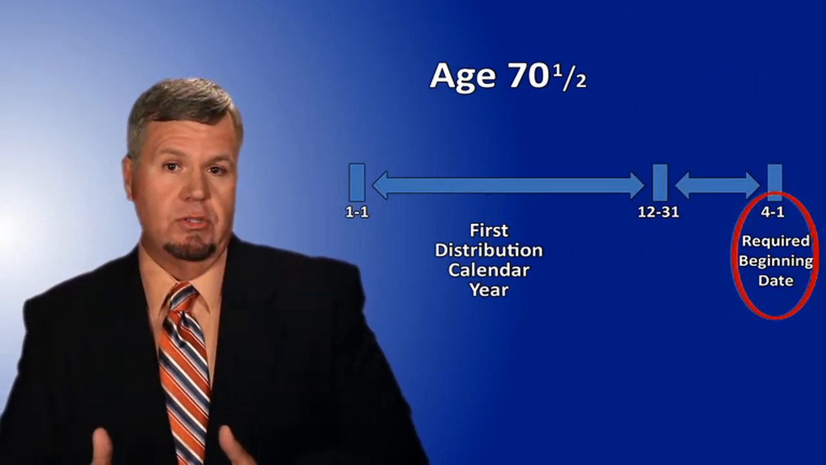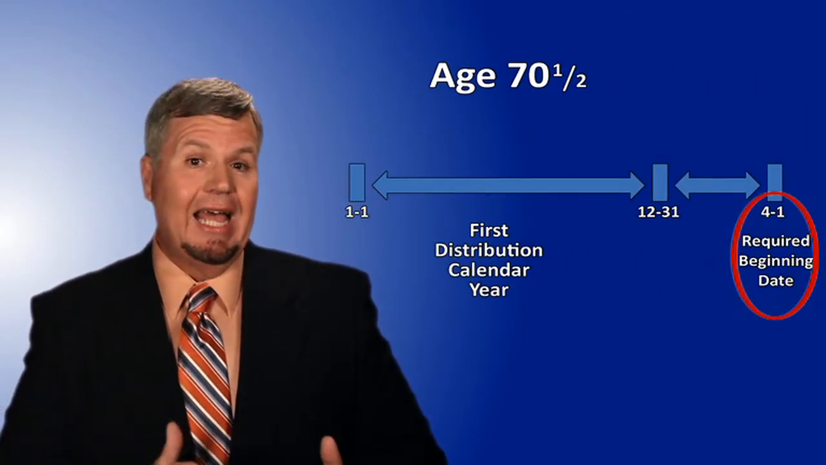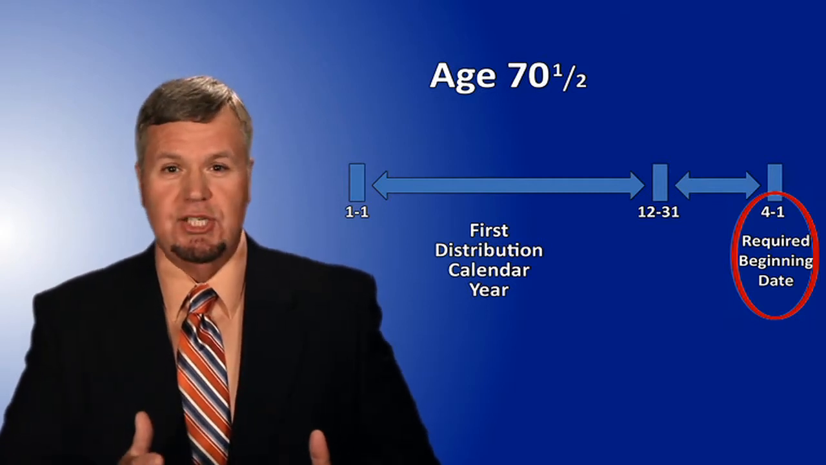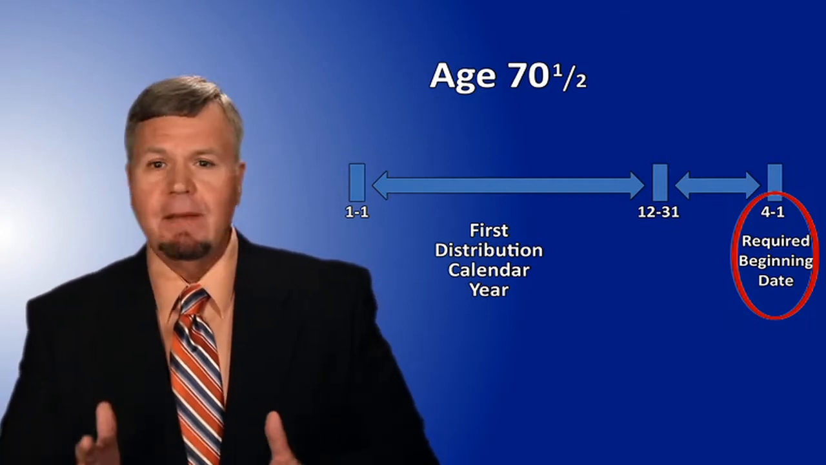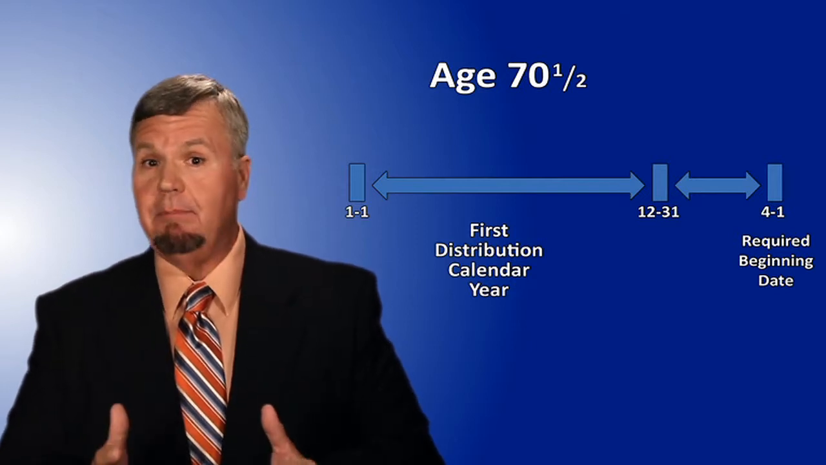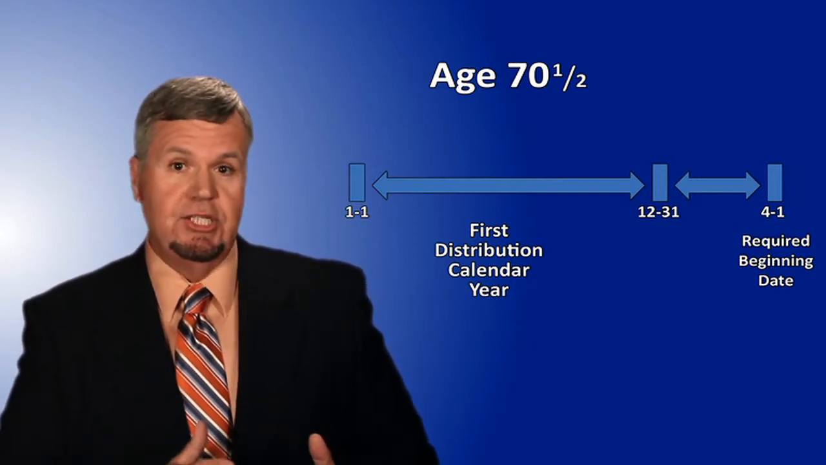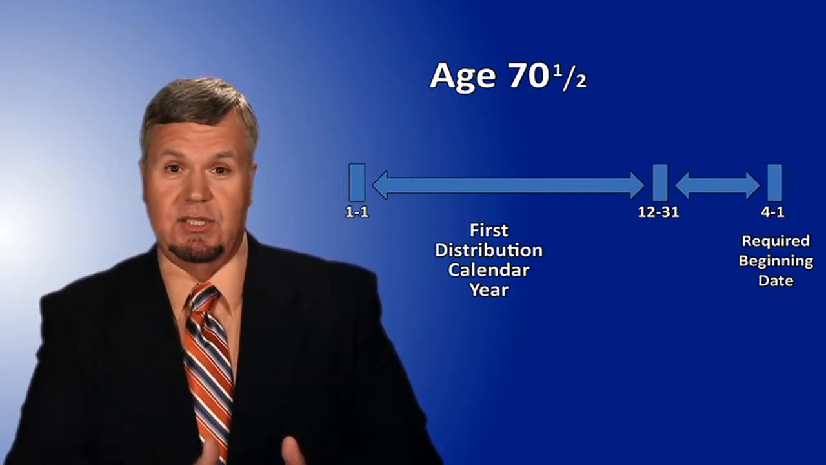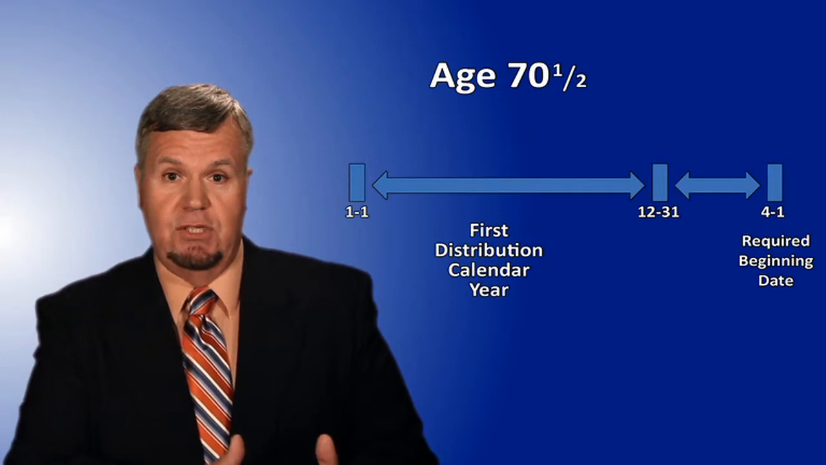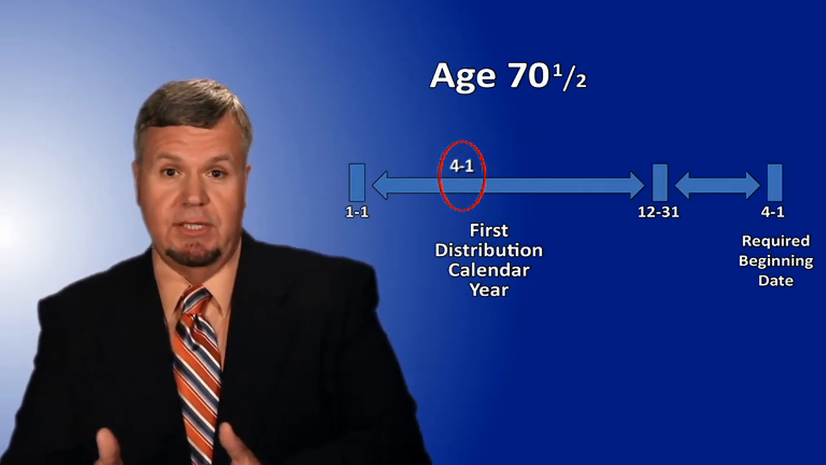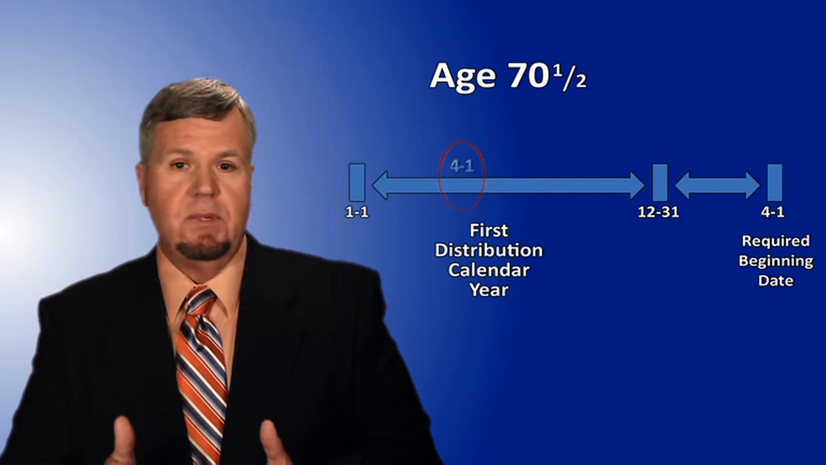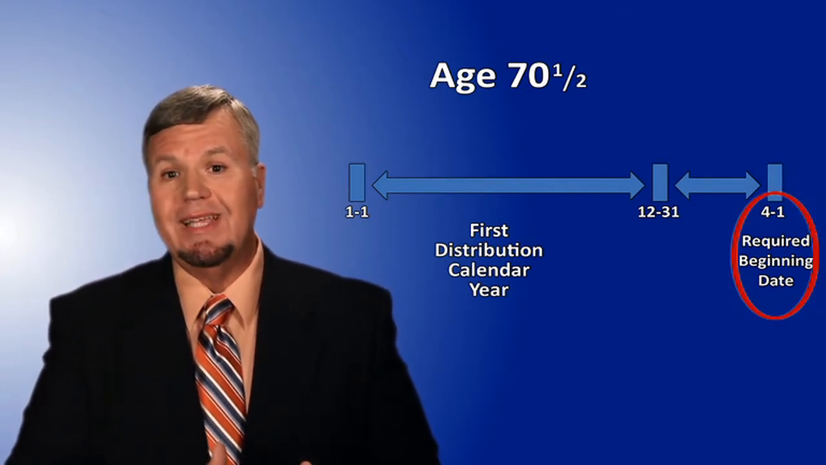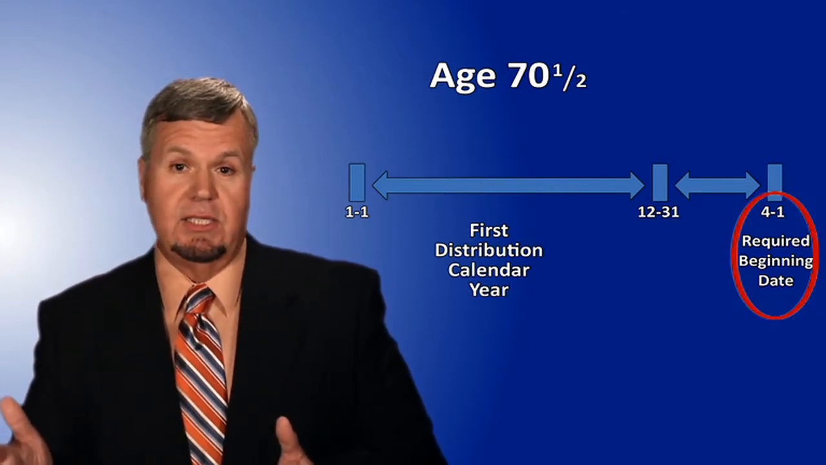And the way that the regulations define the required beginning date, it's April 1st of the year following the calendar year the individual reaches age 70 and a half. A lot of people misunderstand that, and they think that it's April 1st following the date they reach age 70 and a half. For example, if they reach 70 and a half in January this year, they think, oh, well, I turned 70 and a half in January, April 1st, I'm going to have to start taking those distributions this year. But no, it's April 1st of the year following the year the individual turns age 70 and a half.